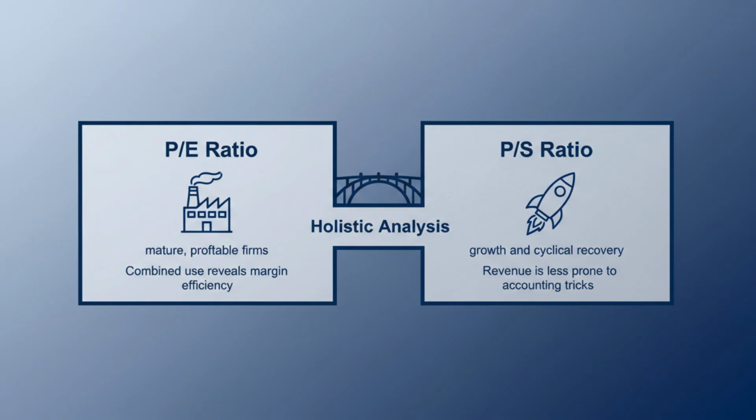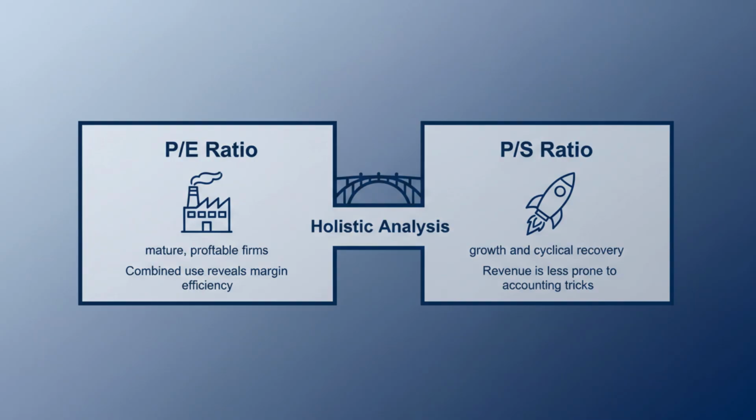The debate between PS and PE ratios often comes down to the maturity of the company. The PE ratio is the gold standard for established companies with steady, predictable earnings. However, earnings can be managed through accounting choices, buybacks, or one-time tax credits. Sales, on the other hand, are much harder to fake. The PS ratio provides a more honest look at the business's scale.